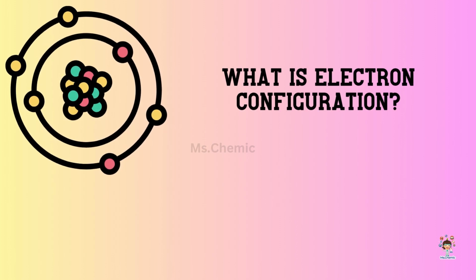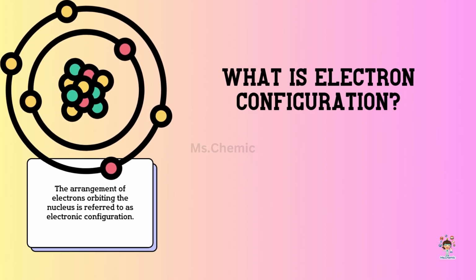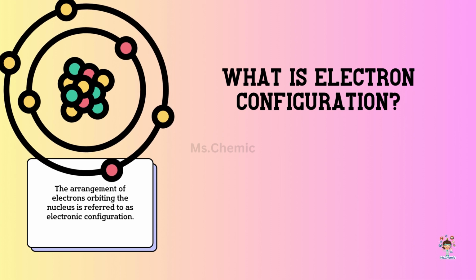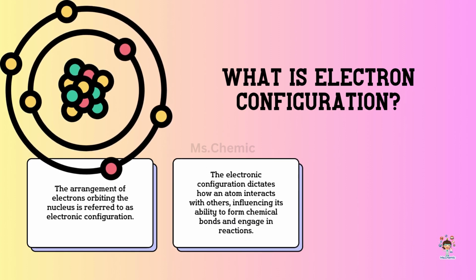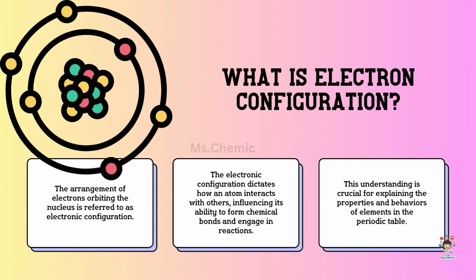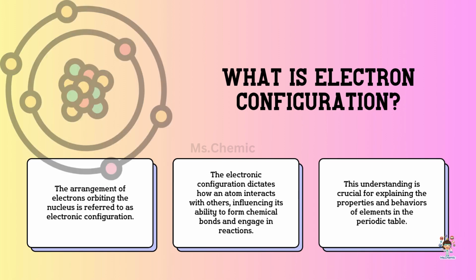What is electron configuration? The arrangement of electrons orbiting the nucleus is referred to as electronic configuration. The electronic configuration dictates how an atom interacts with others, influencing its ability to form chemical bonds and engage in reactions. This understanding is crucial for explaining the properties and behaviors of elements in the periodic table.